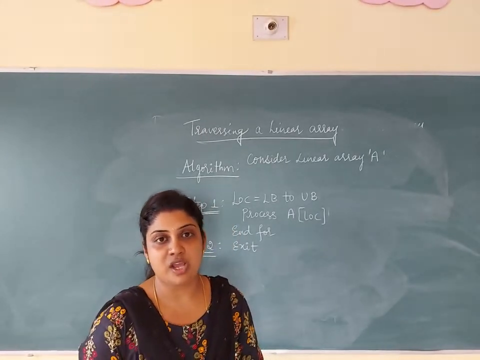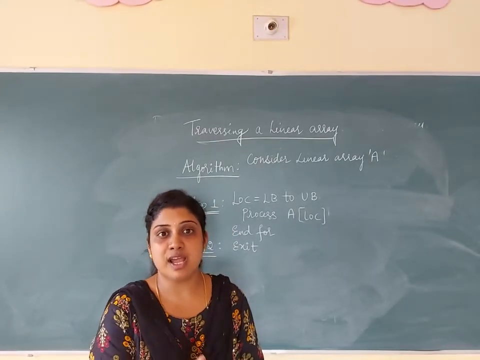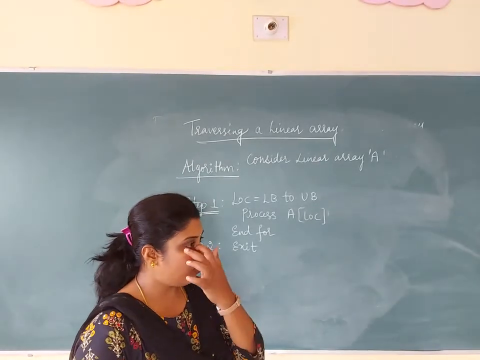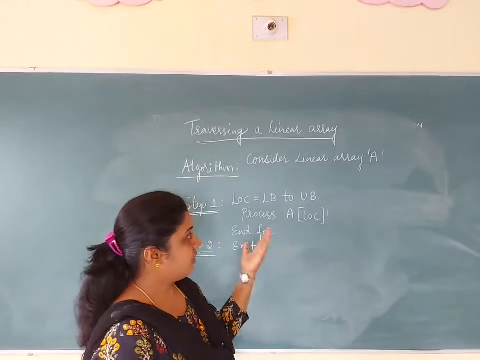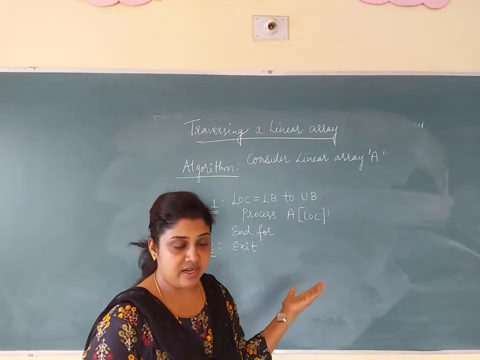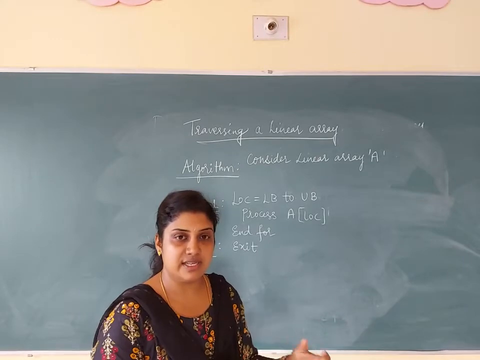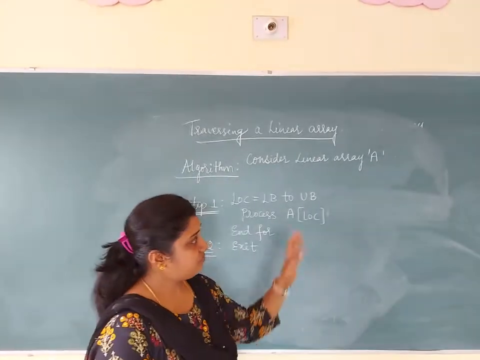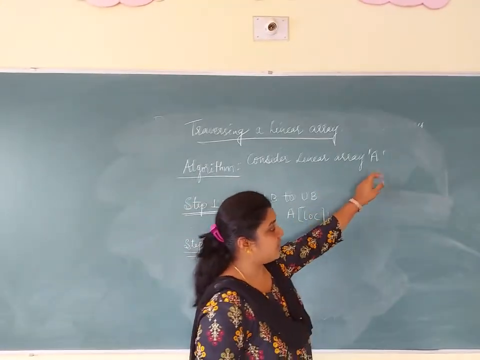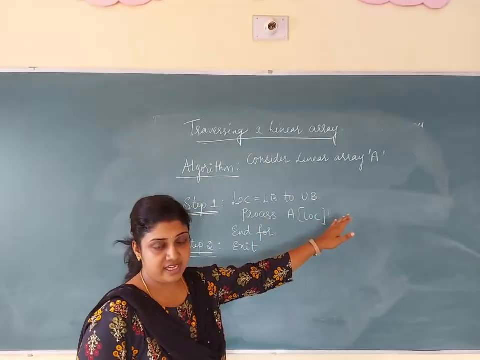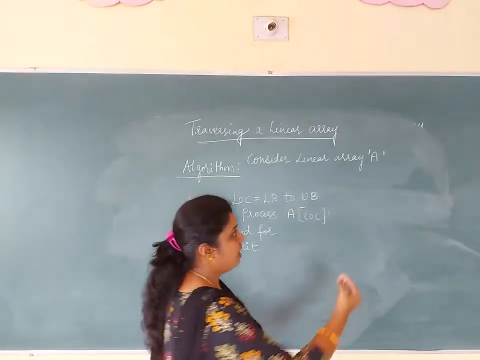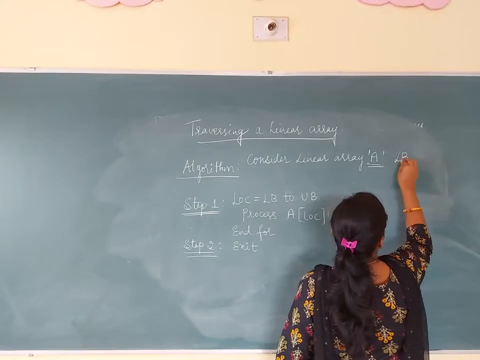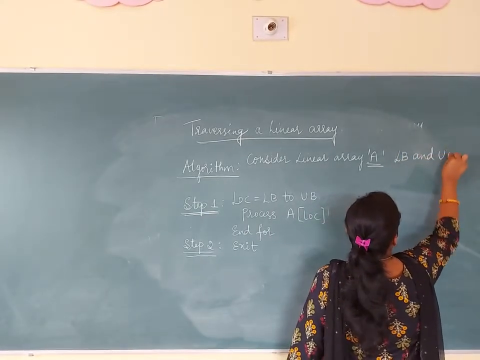And how are we going to access this linear array? With the help of the index, or we call it the subscript. First you have to consider one linear array. In this linear array, all the data elements are arranged in a sequential manner, and you are taking the array name as A. This array A has a lower bound and an upper bound.